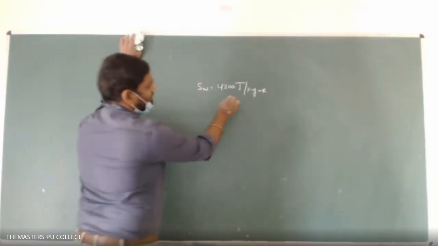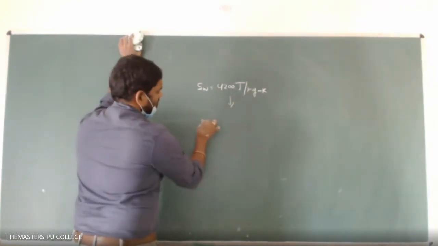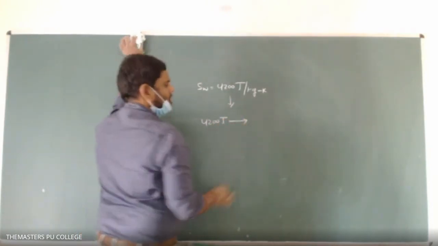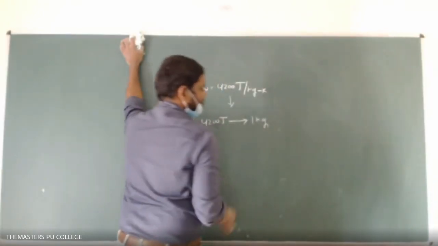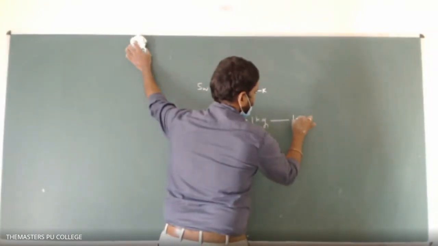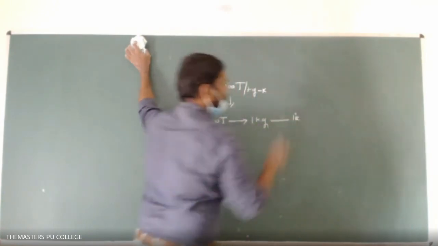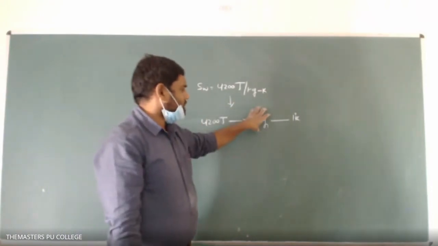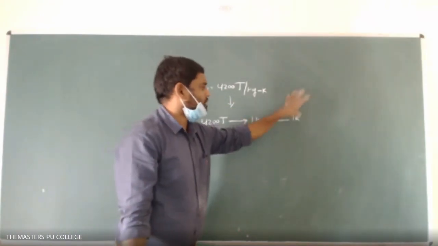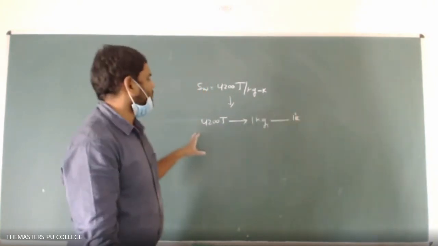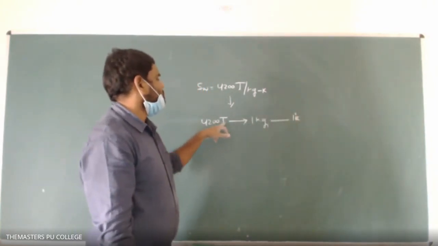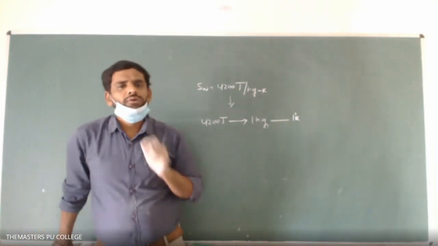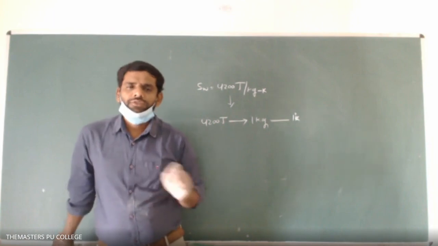What exactly does that mean? It means that 4200 joules of heat energy we need to supply to 1 kg of water to raise its temperature by 1 degree, 1 degree Kelvin or 1 degree Celsius. So to raise the temperature of this 1 kg of water by 1 degree Kelvin or 1 degree Celsius, one has to supply a heat energy of 4200 joules.